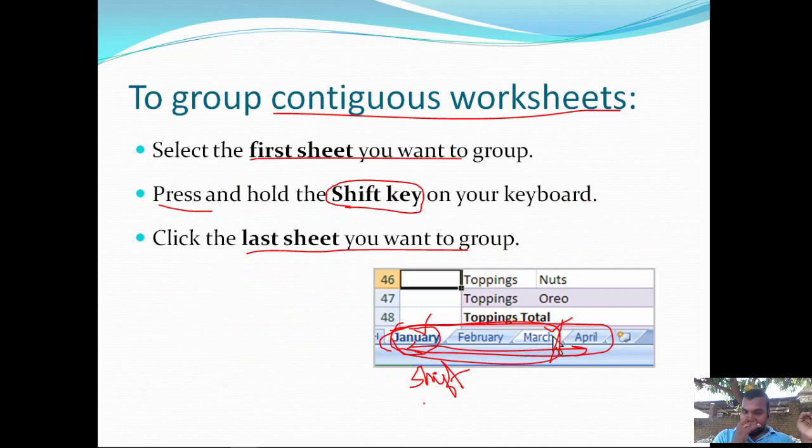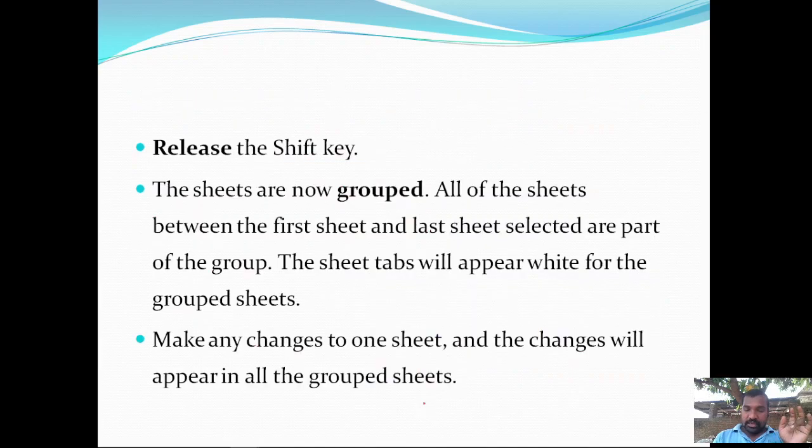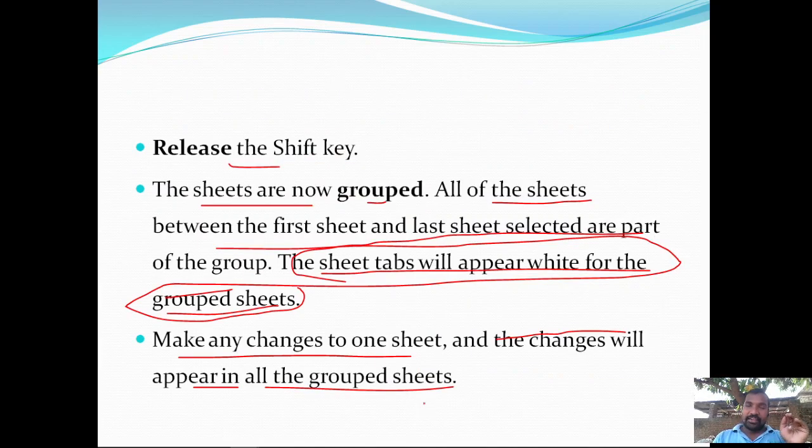So what you need to do is, first of all, select the first sheet, hold the shift key, then select the last sheet you want in the group. Then everything between the first and last comes together to form a single group. Release the shift key. Now the sheets are in a group. If you make any changes in one sheet, they are reflected in all the remaining sheets. At the time of creation of the group, the sheet tabs will appear white for the grouped sheets. So this is the thing you need to remember.